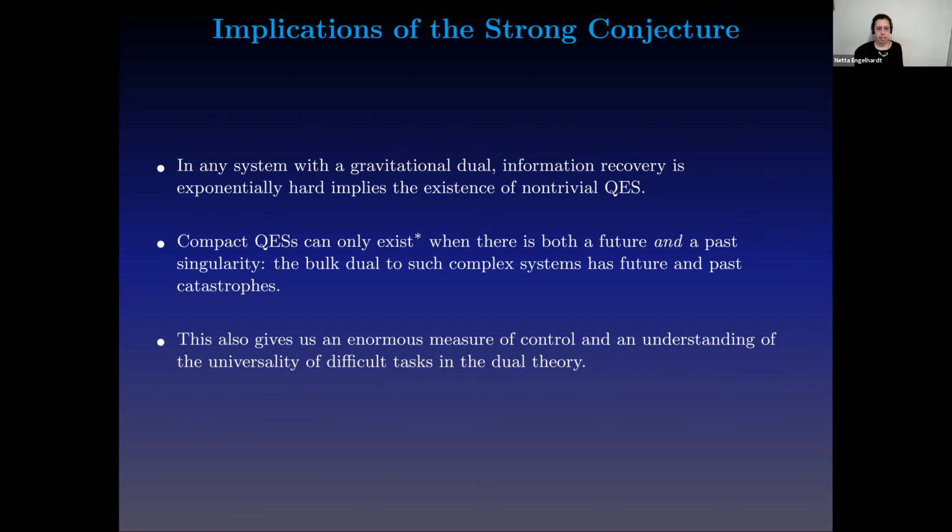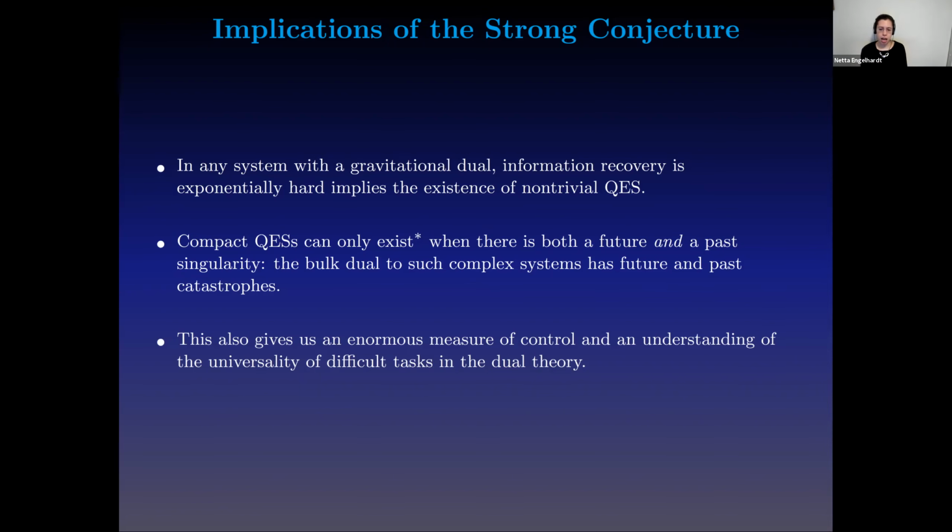Well, it means that in any system with a gravitational dual, information recovery being exponentially hard implies the existence of a non-trivial quantum extremal surface. Now I'm going to say something here, which I'll come back to later, which is that compact quantum extremal surfaces can only exist when there is a past and a future singularity. So that means that the bulk dual to spacetimes that have exponential complexity always has a future and past catastrophe. And I'll talk more about this later, but I kind of want to highlight this point already.